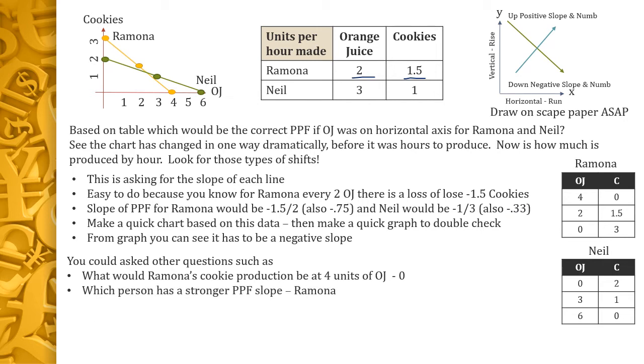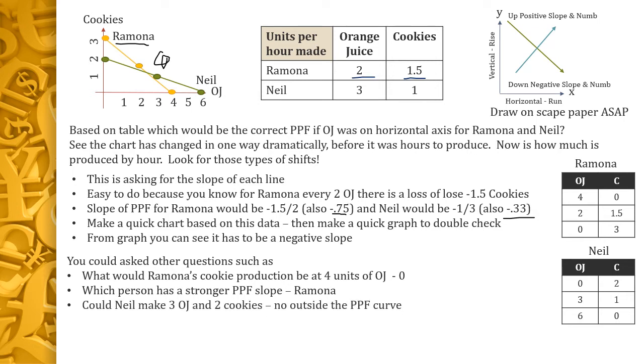Your next question could be, which person has a stronger PPF slope? Well, you can either look at your chart up here, or you can look at your numbers down here. But basically, the person who has the stronger angle, which in this case is Ramona, has the stronger PPF angle.